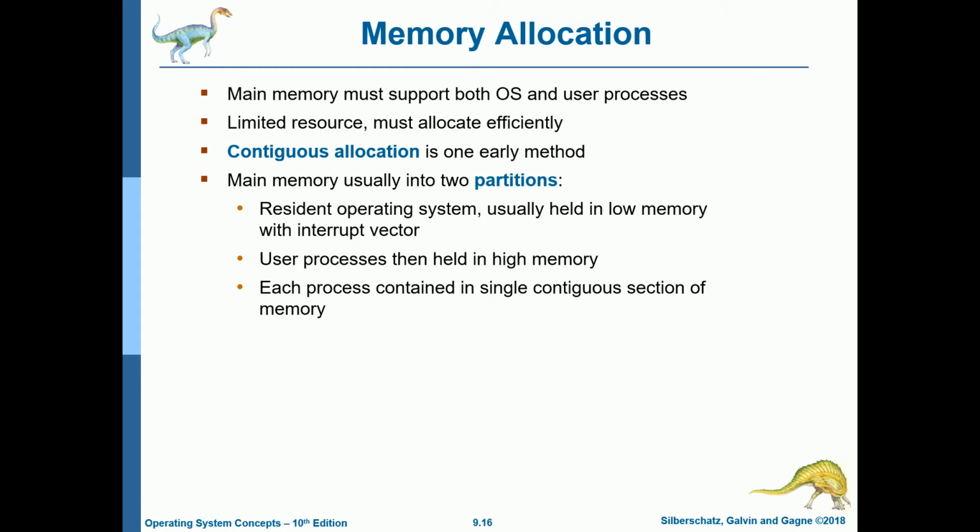However, many operating systems, including Linux and Windows, place the operating system in high memory, and therefore, we discuss only that situation. We usually want several user processes to reside in memory at the same time. We therefore need to consider how to allocate available memory to the processes that are waiting to be brought in to memory. In contiguous memory allocation, each process is contained in a single section of memory that is contiguous to the section containing the next process.